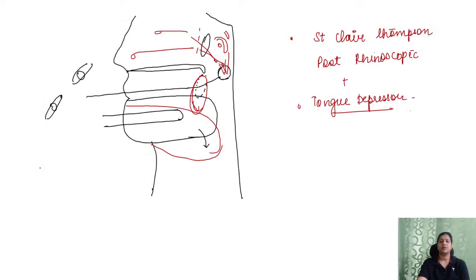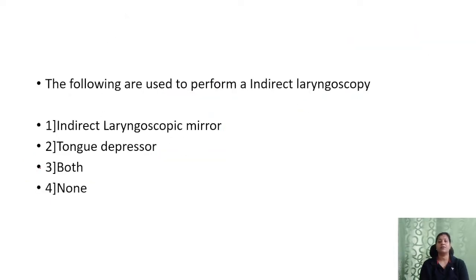So let's go to the next question. The following are used to perform an indirect laryngoscopy. Indirect laryngoscopic mirror, tongue depressor, both, none. I'm waiting for your answers. Yes, you can reply to me in the chat box. I'm listening to your answers.